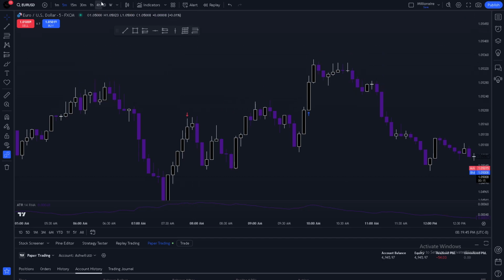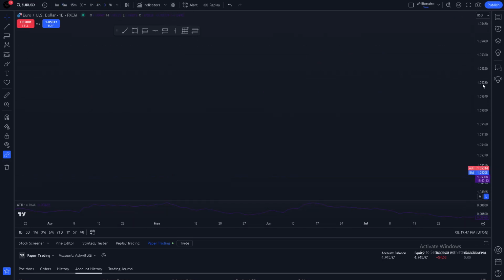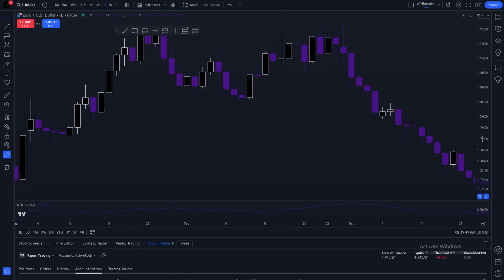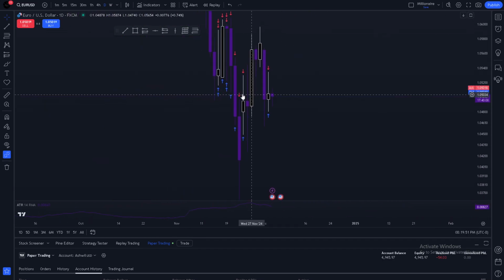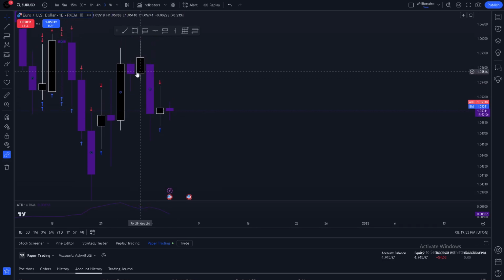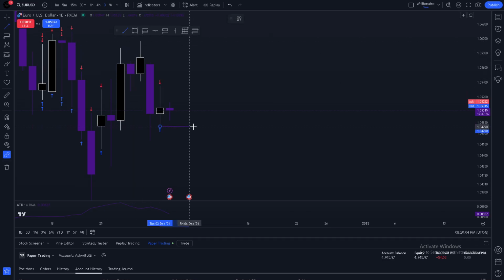So for the day, my bias was bearish. If you look at the current day that I took this, it was kind of consolidating, right? It wasn't really going in any direction, but I was taking it based off of the previous day. I was going to be bearish, right? So this is my draw on liquidity. I was thinking it was going to draw back down to here.